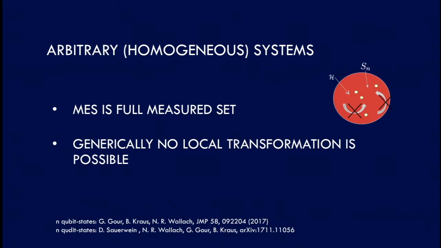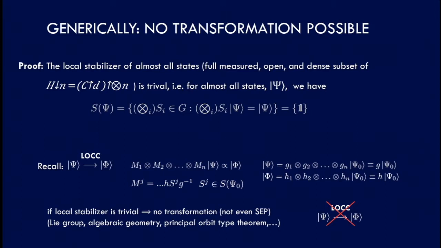Now, how can we prove that? The way to prove that is to show that the local stabilizer of almost all states in the Hilbert space is trivial. This means that if you pick a random state and you want to know what the local operators are that leave the state invariant, then you find that it's just the identity. There's nothing else. And you recall that if we do this transformation, then you need the symmetries here. If you have only the identity here, you cannot complete these maps to an LOCC protocol. And this is why you cannot do any transformation.